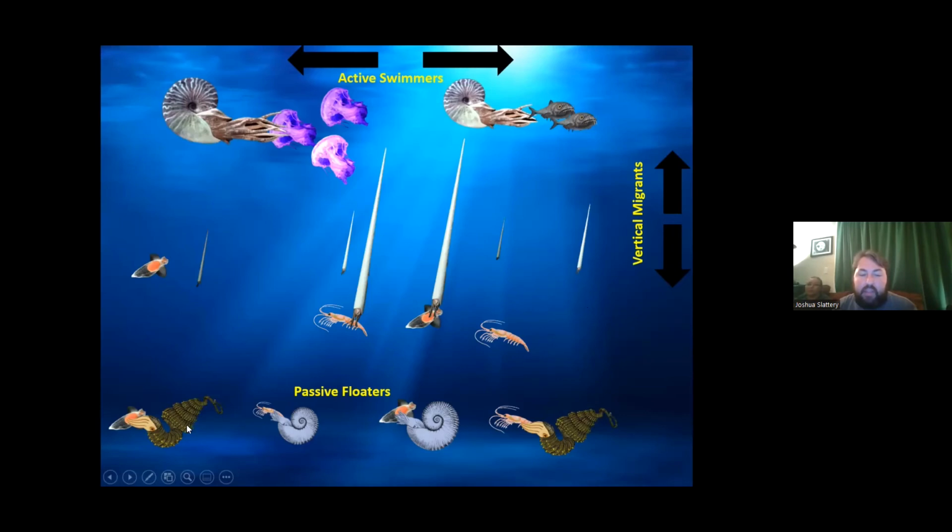And then things like the Nostoceratids and the Scaphitids, these guys right here, they're probably living close to the sea bottom and eating zooplankton as well. And they probably were never vertically migrating.